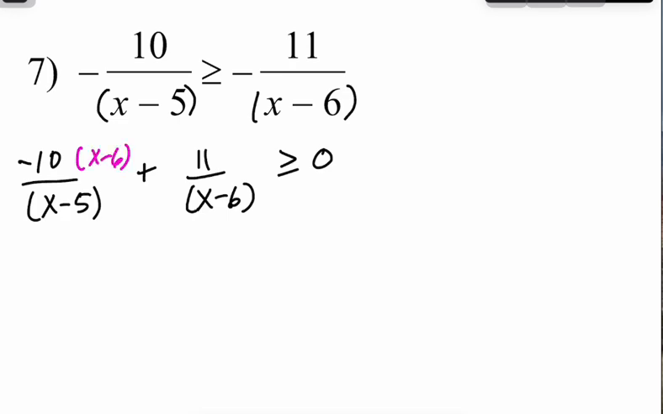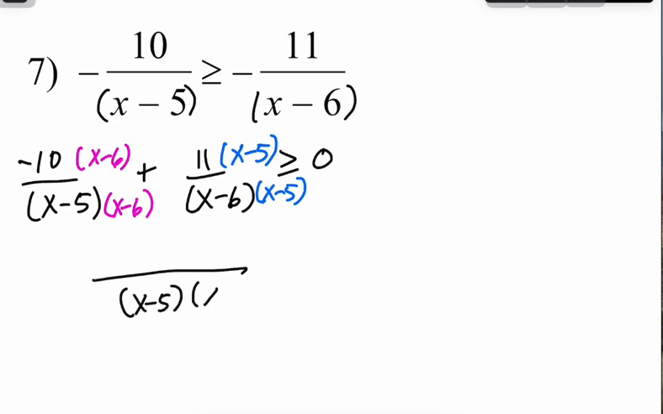So I'm going to multiply by x minus 6 on top and bottom. And multiply this one by the opposite denominator. I'm going to multiply by x minus 5 on top and bottom. Now, the bottom, just leave it in factored form because we want to see those factors. So just leave that in factored form, because to add fractions, if they have a common denominator, we just keep the bottom.